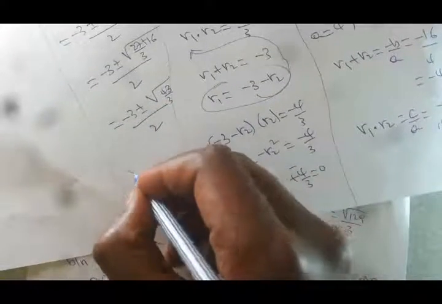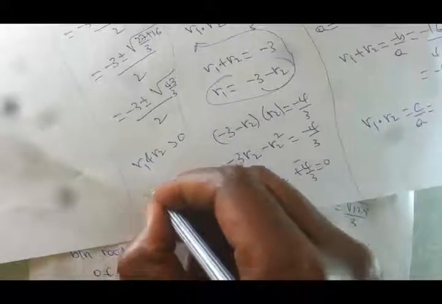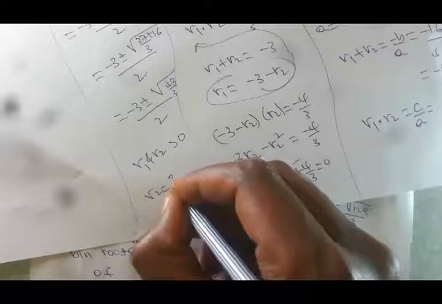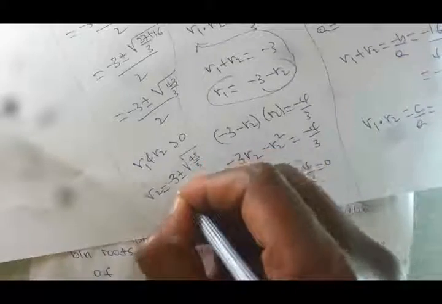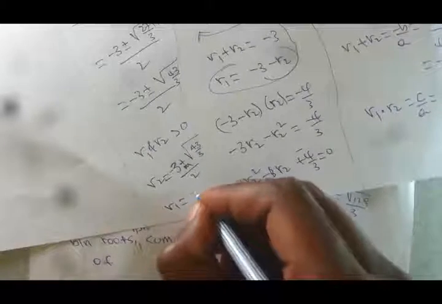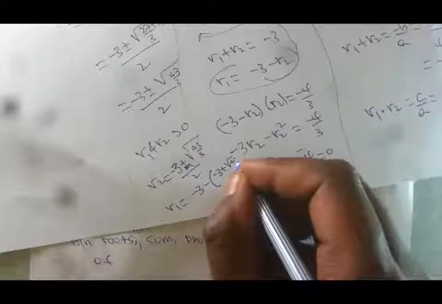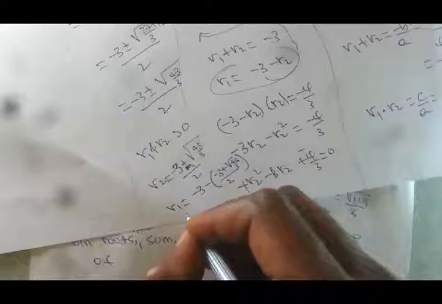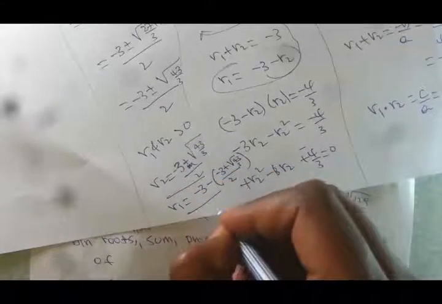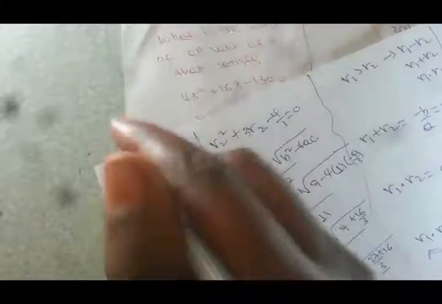And let's say both r1 and r2 are greater than 0. So we will take r2 is equal to minus 3 plus or minus square root of 43 over 3, over 2. We will take a positive value. Therefore, r1 is equal to minus 3 minus of minus 3 plus square root of 43 over 3, over 2. This is the value of r1, and we are asked to find r1 minus r2. You can solve it.